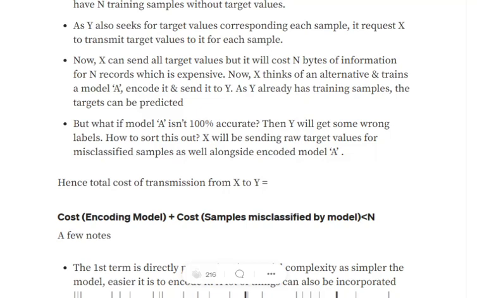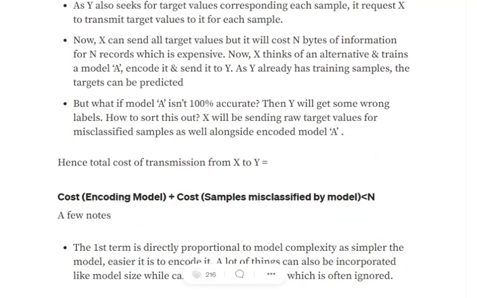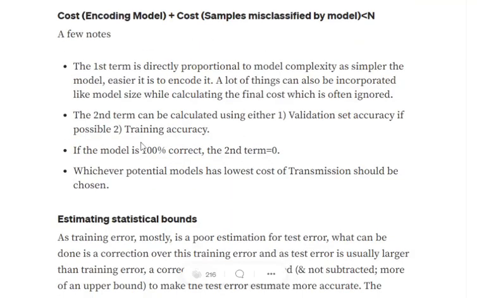Similarly, the cost of encoding a model can be taken in terms of the complexity of the model. So for neural networks, it can be the total number of layers or nodes. In the case of a decision tree, it can be the depth. Now, there are a few points that we should know. If the model is 100% correct, then the cost of samples misclassified by the model equals zero. Apart from that, if you have multiple models that are competing against each other, whichever model gives us a lesser value for the cost of encoding plus the cost of samples misclassified should be considered as our final model.